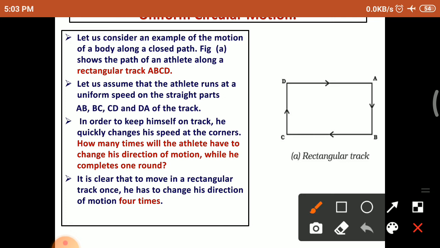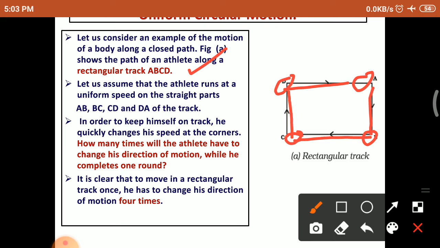Let us consider an example of motion of a body along a closed path. An athlete runs along a rectangular track ABCD. Let us assume that the athlete runs at uniform speed on the straight paths AB, BC, CD and DA. In order to keep himself on track, he quickly changes his direction at the corners.